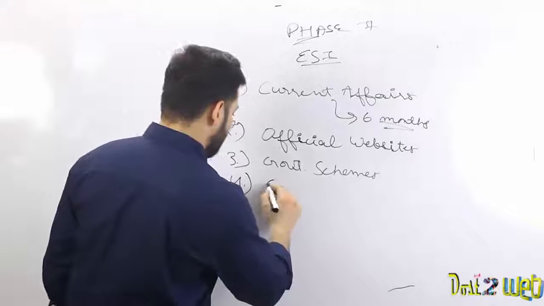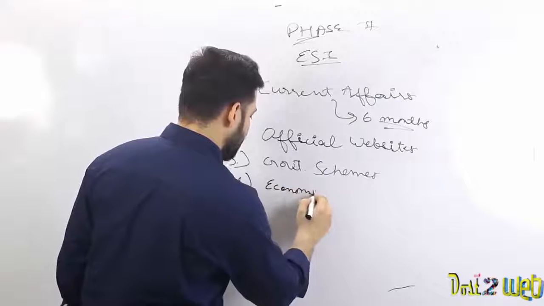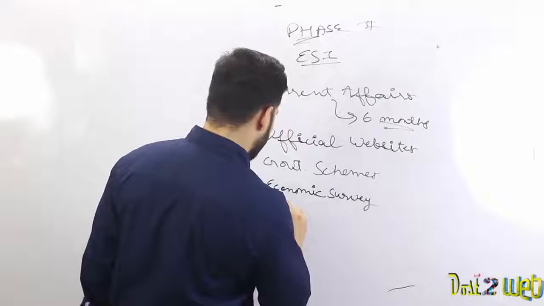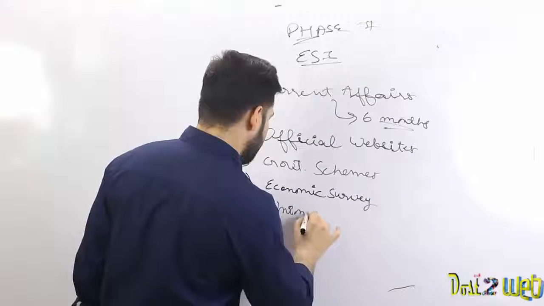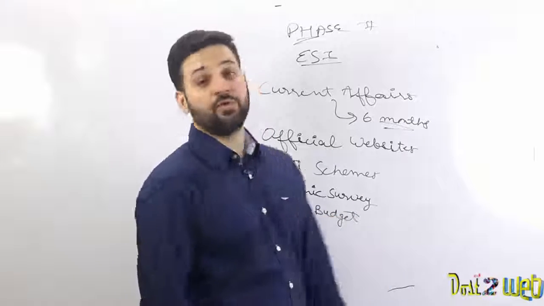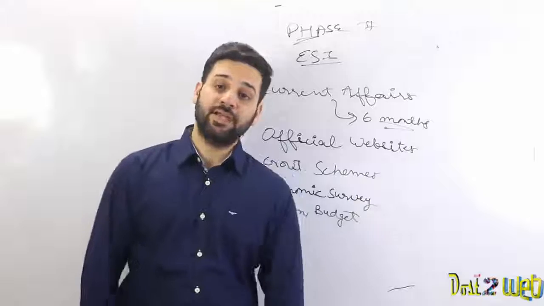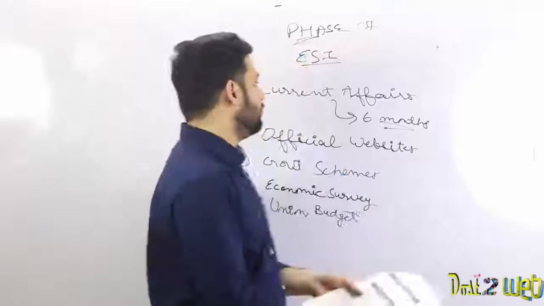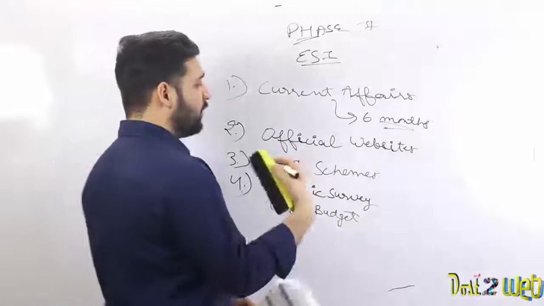Then read about the economic survey and budgets. Economic survey is very important. Union budget very important. So whatever reports are published by the government of India or RBI, these are important for the exam. So that's all for the ESI paper that we are going to teach.